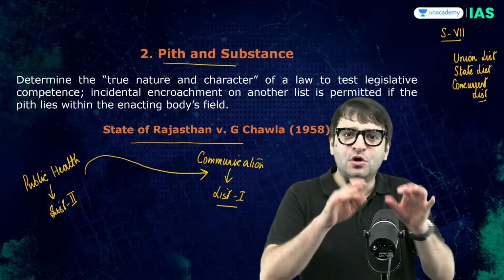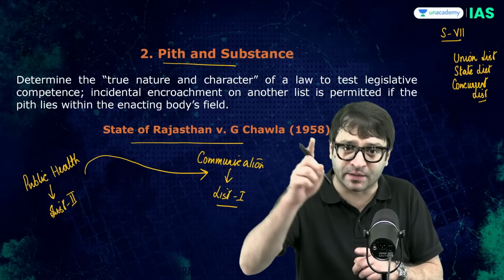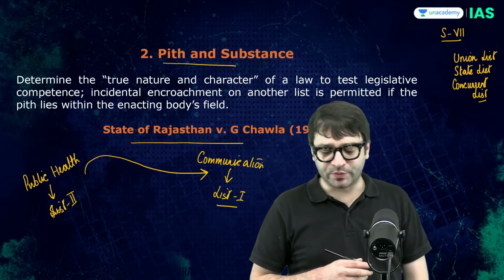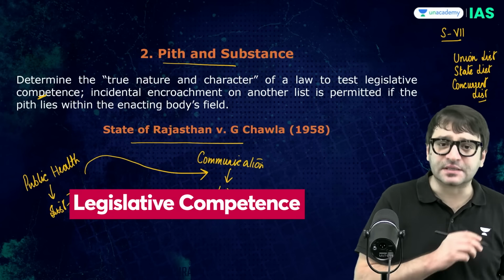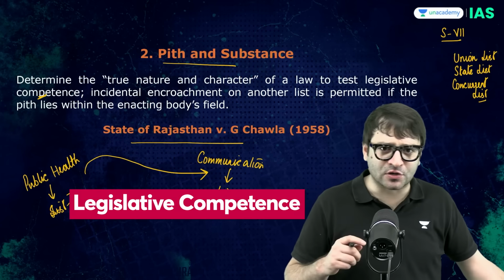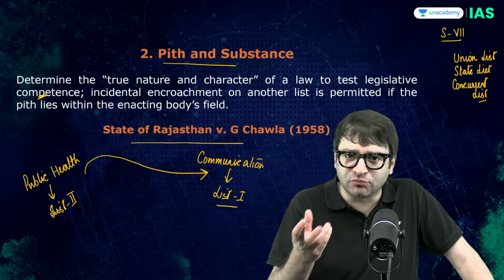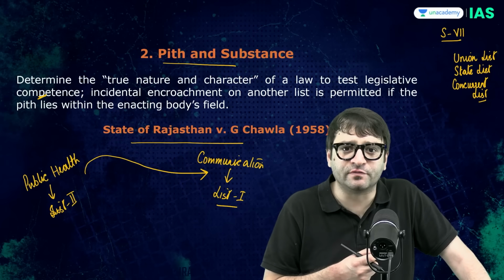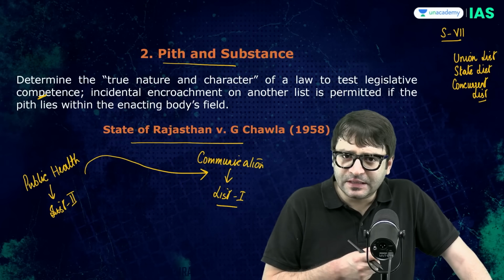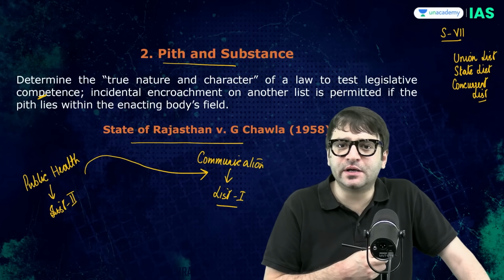So such a law could only have been enacted by the parliament. This is what we call legislative competence. When we discussed the doctrine of basic structure, I told you that an ordinary law cannot be challenged on the grounds of violating basic structure. Then on what grounds can an ordinary law be challenged?